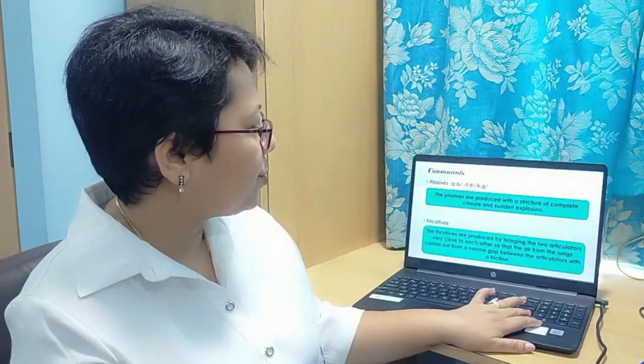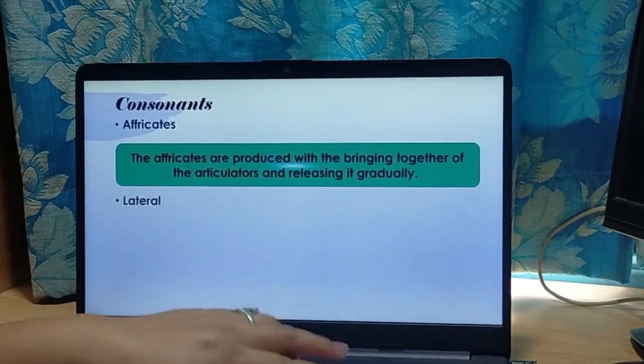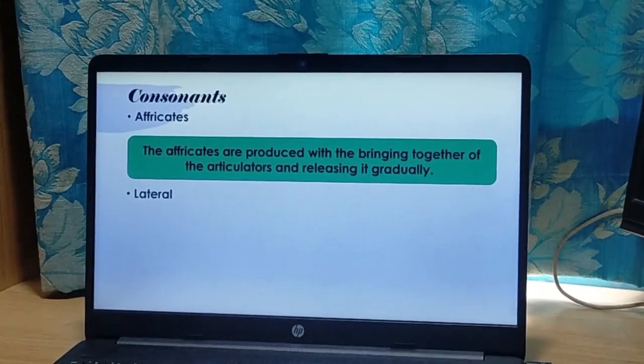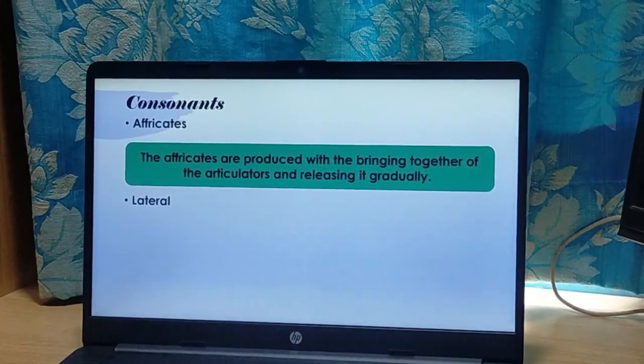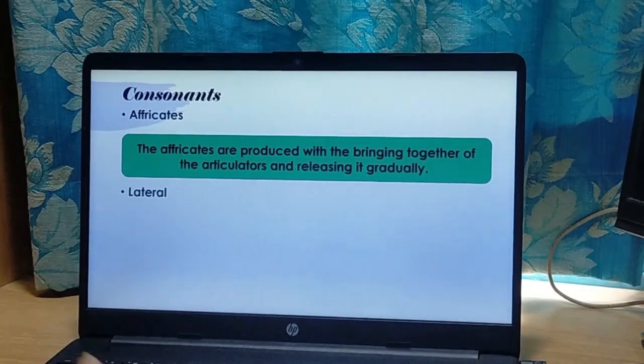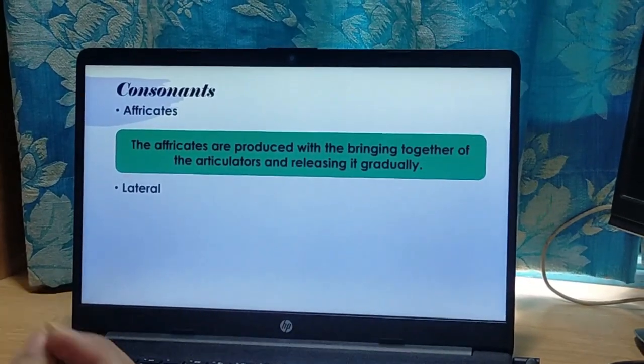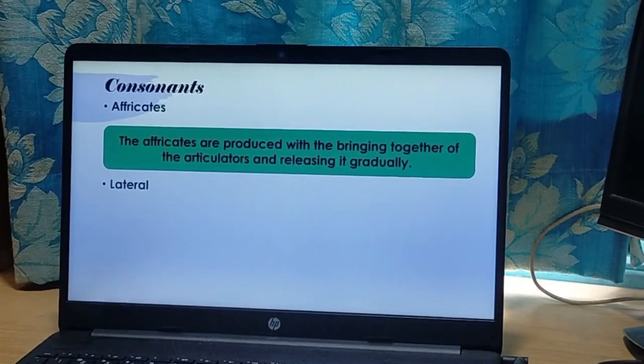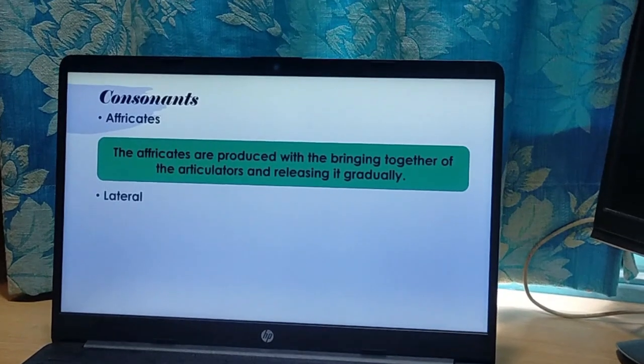Ch, ch. Similarly, j, j. So what is the stricture here? It is complete closure, gradual release, in the case of affricates, as I'll show it to you now. Now try and write down the definition of the affricate. The affricates are sounds which are produced with the bringing together of the articulators and releasing it gradually. In English phonology, in fact, we have two affricates. They are ch and j.